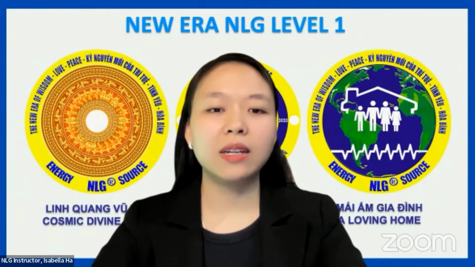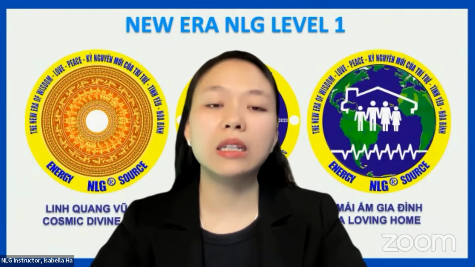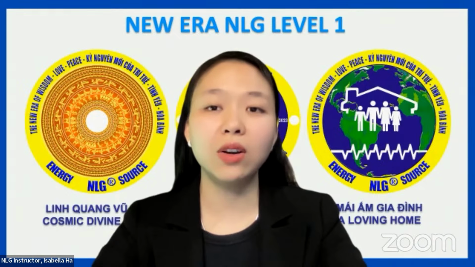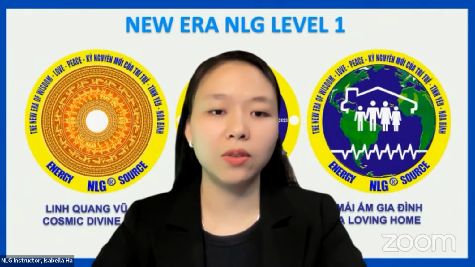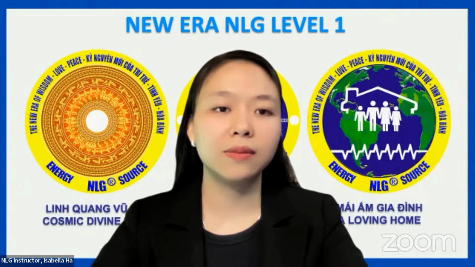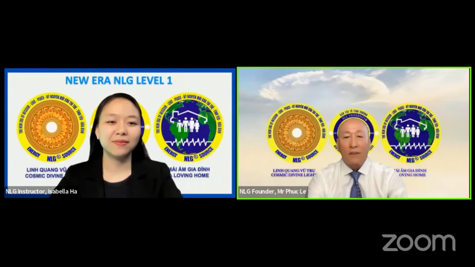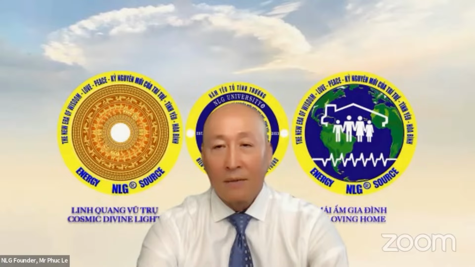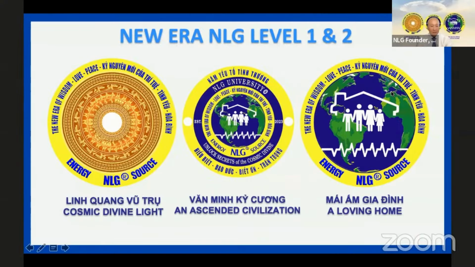All right, Mr. Lei, would you like to explain a little more about the third logo, the Loving Home logo? I'll put it on the screen for you. In the Loving Home logo, you can see a symbol of a family with parents and children. From an energy perspective, it represents something very special, which I will share in detail at a higher class level. From looking at the picture, you can see that the family has a very special connection with one another, representing true love.